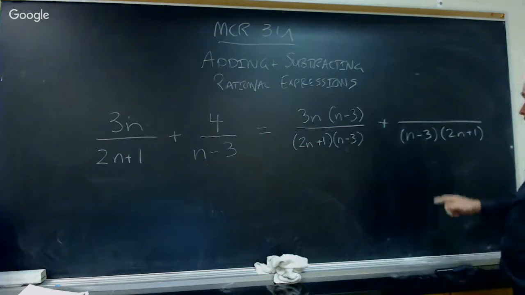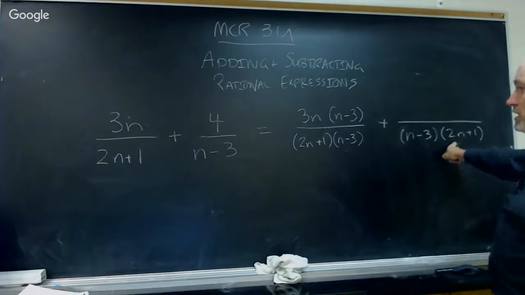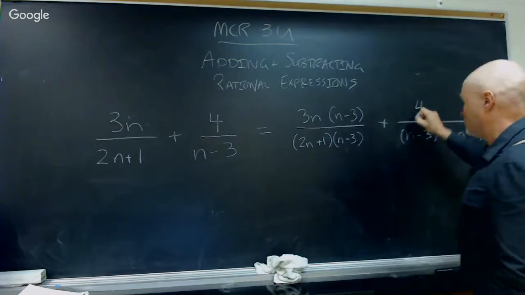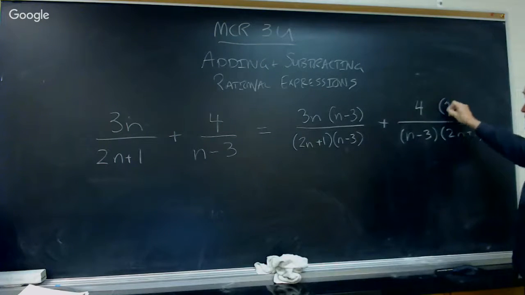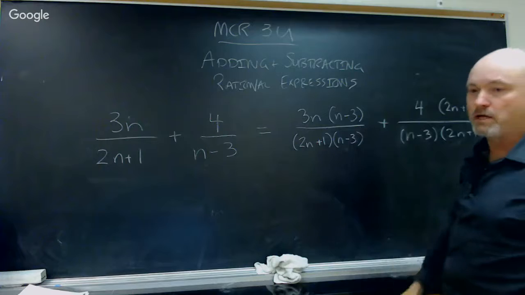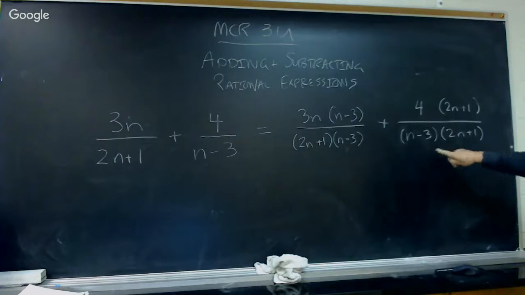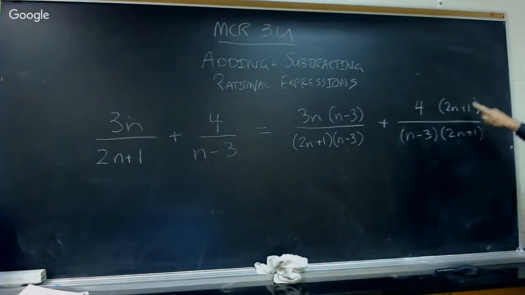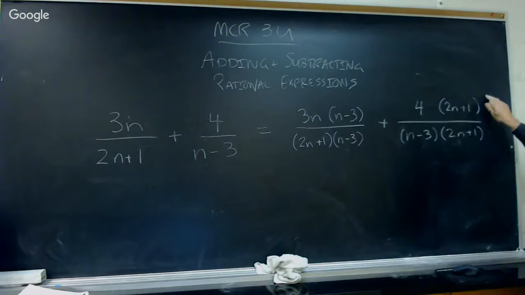Now, that means over here, when I multiply the bottom by 2n plus 1, it's okay, right? I don't have to do anything to the top, do I? What do I have to do? Multiply the bottom by 2n plus 1. I have to multiply the top by 2n plus 1 as well. So I'm taking 4 over n minus 3 here, and I'm multiplying the bottom by 2n plus 1 to get the same denominator. And then I have to multiply the top by that too.